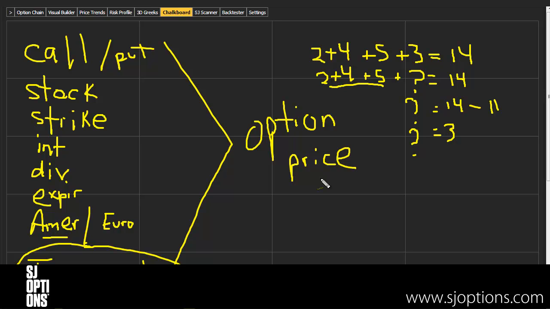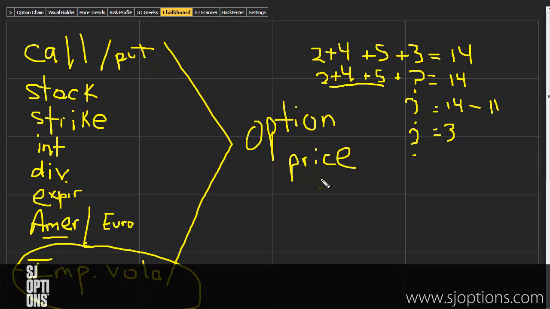Again, when I say you can figure it out that way, you don't actually have to figure it out that way. Your platform will do it for you. I just want to, again, kind of get in your head and let you know that this is how implied volatility is figured out.